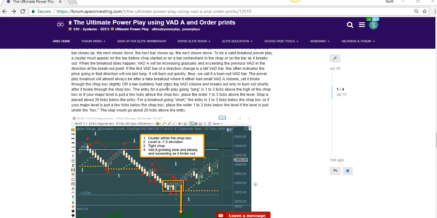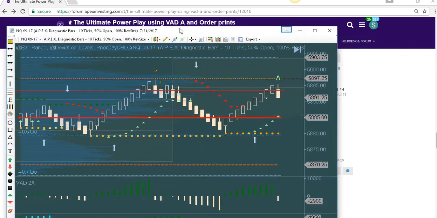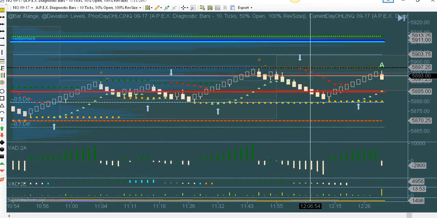So the entry for the power play is 1 to 3 ticks above the high of the chop box to go long. Or if a major level is just a few ticks away above the chop box, place your order 1 to 3 ticks above the level. What are you talking about? Well, let's see if I can find you a random example here.